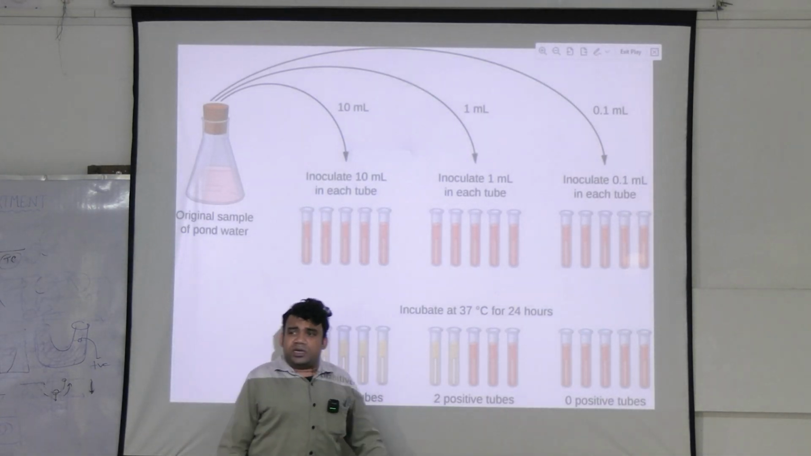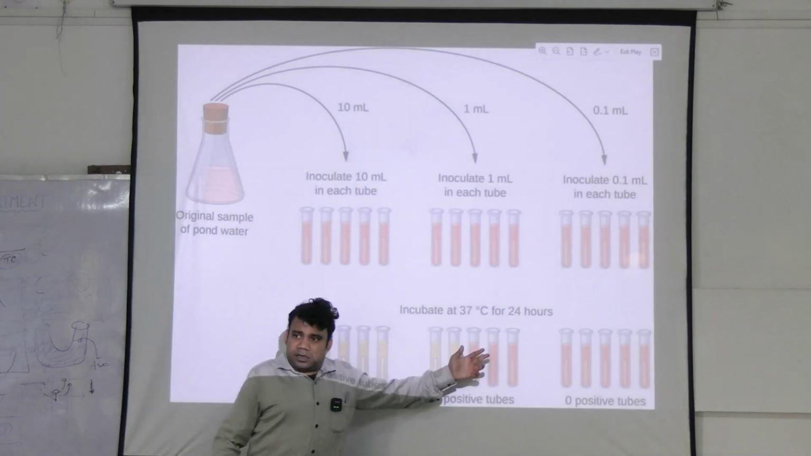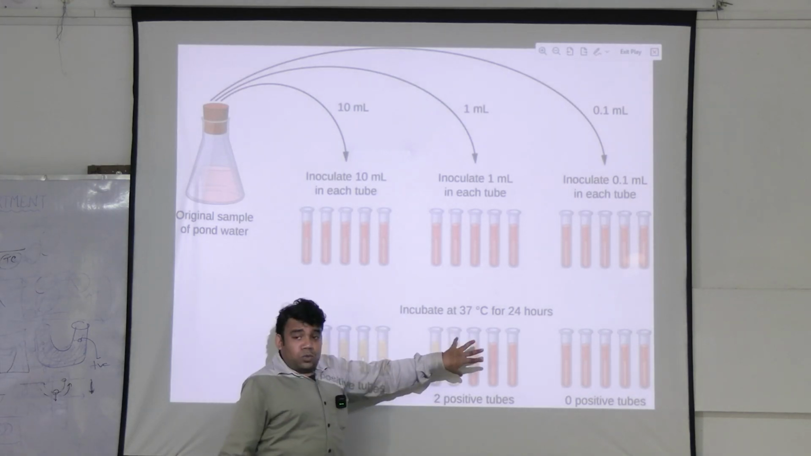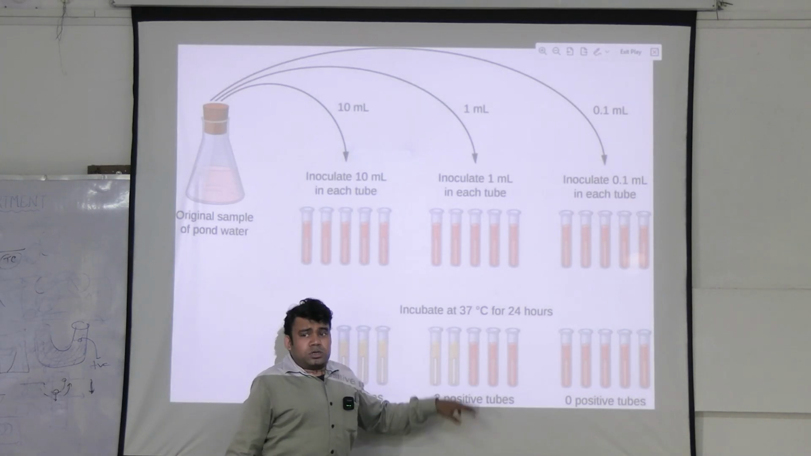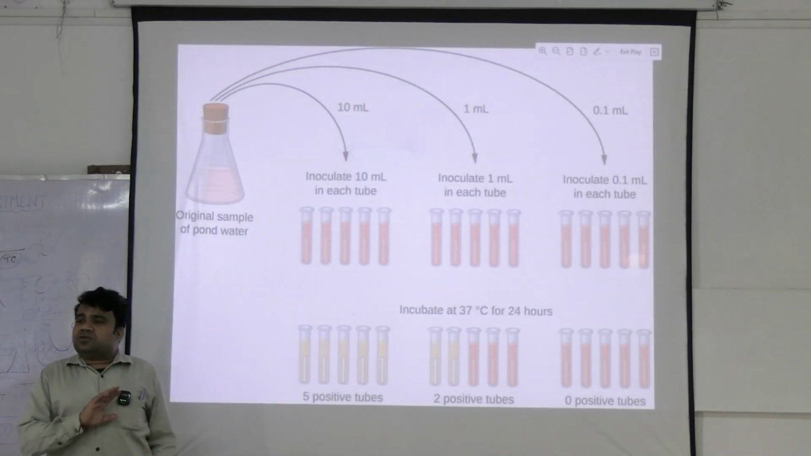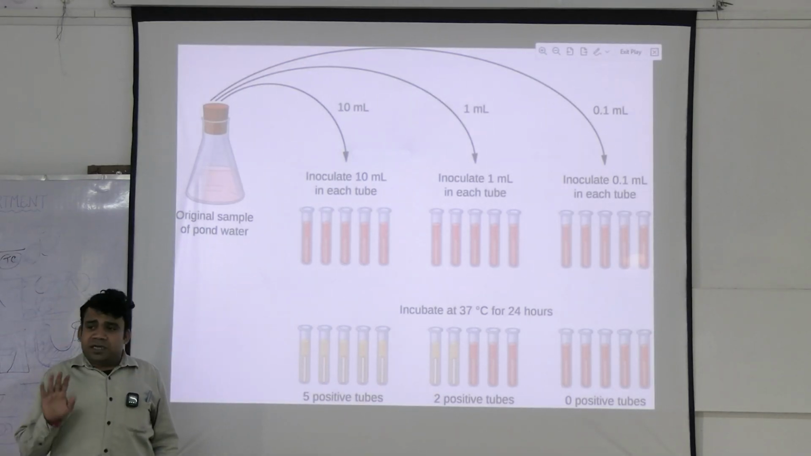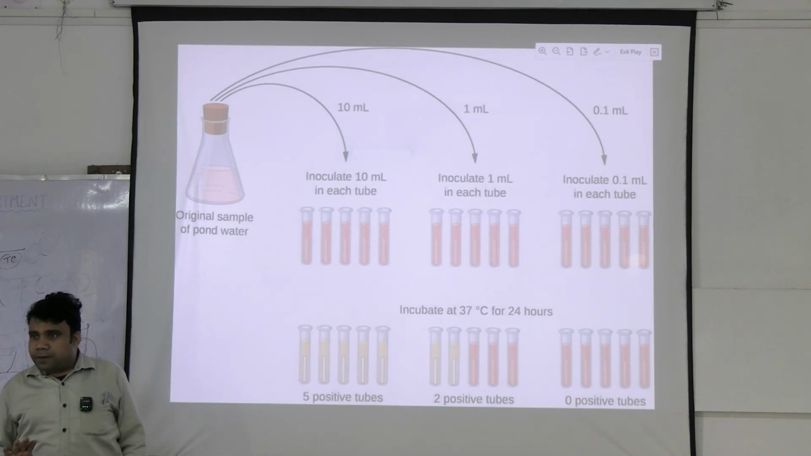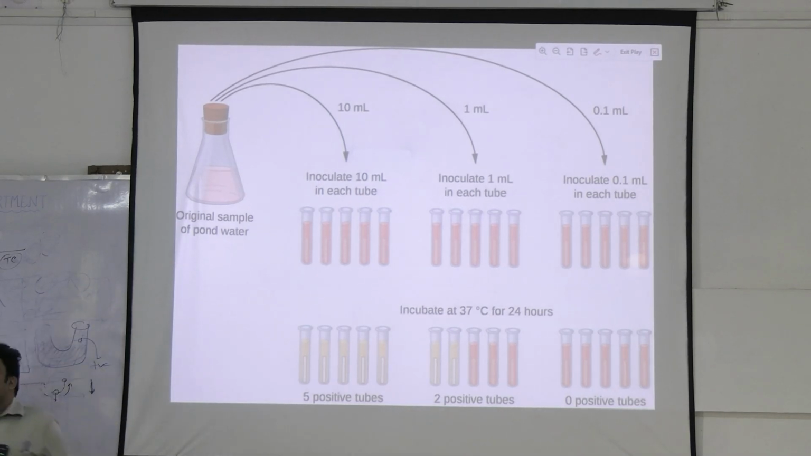That means what will be the strength? It will be somewhere between here and here. And when we observe that for 1 ml, 2 bottles out of 5 are positive. Although it does not give an absolute number, it gives an estimated number. It is used when a large scale investigation has to be done.